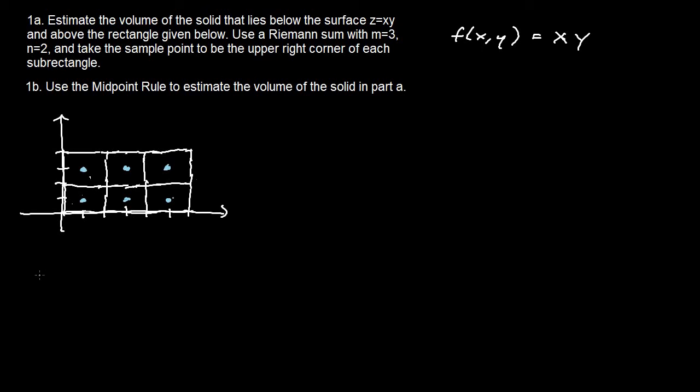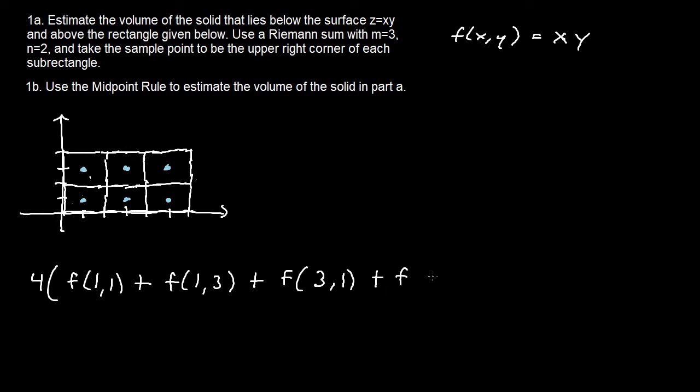Delta A is still going to be 4, so we're going to multiply by 4. And let's figure out what each of these coordinate points are. Right here, this is just going to be at 1, 1. So we have f of 1, 1, plus, right here, f of 1, 3, plus f of, right here, 3, 1. So we have f of 3, 1, plus f of, right here, 3, 3, plus f of, right here, 5, 1. And then finally we have f of 5, 3, right over there.